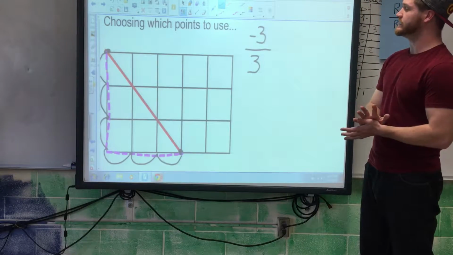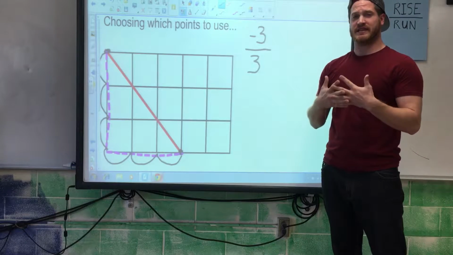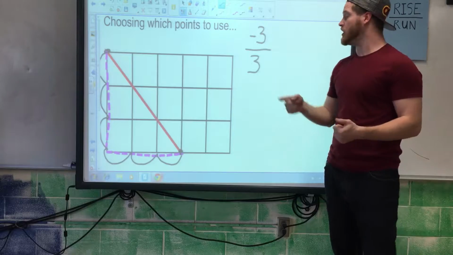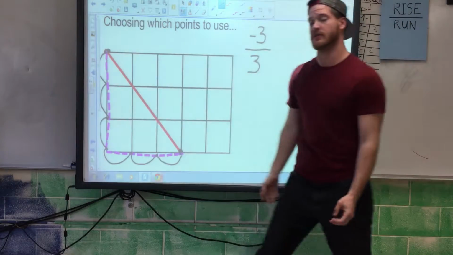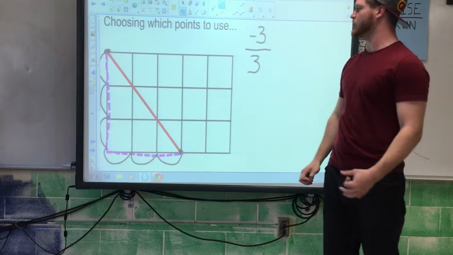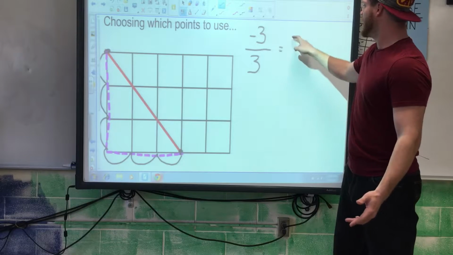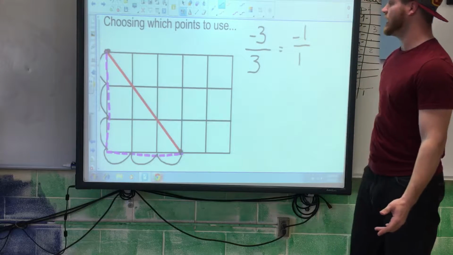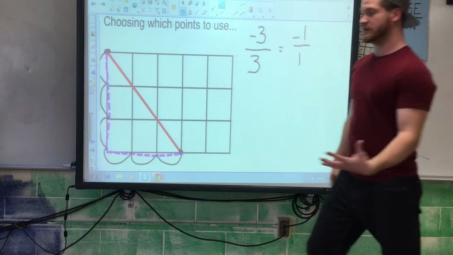Now when dealing with this, you gotta look. A negative over a positive is just like saying a negative divided by a positive. You know that a negative divided by a positive is a negative. That's where our negative slope comes in. But also, can this be simplified? Well, yes. A 3 goes into both -3 and 3. So if you divide the numerator and the denominator by 3, we get -1 over 1. Meaning every time we go down 1, right 1, there should be a point.